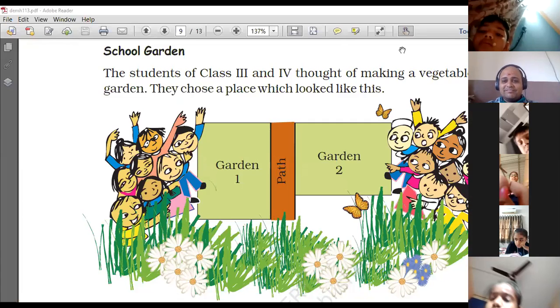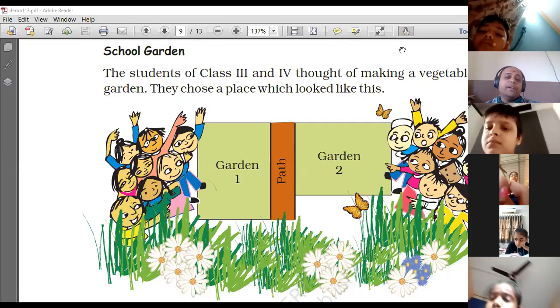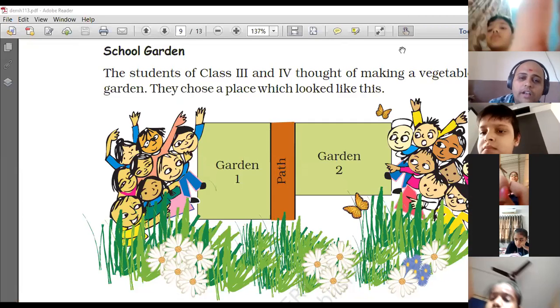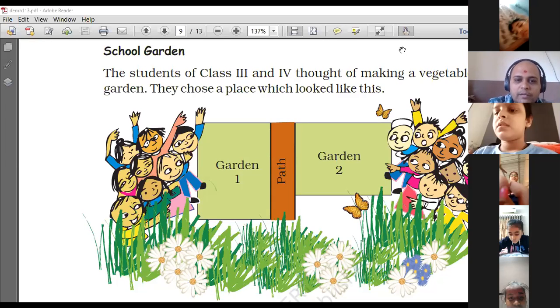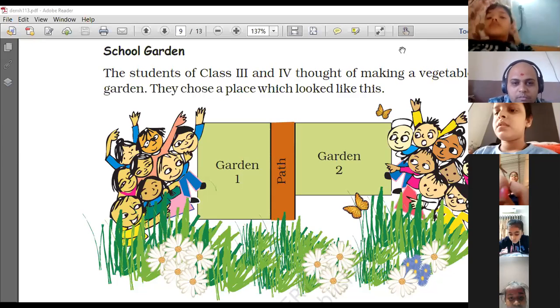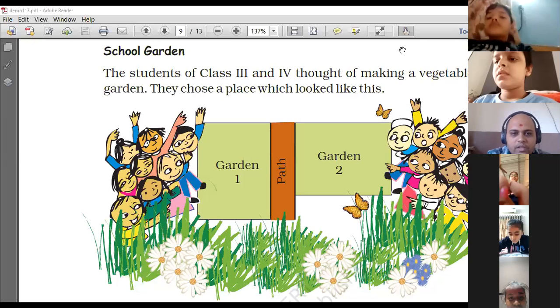Think again, everyone. Check it properly. Garden 1 or 2? Or is it that both are same? Heth is saying both are same. Can you explain, Heth? Let's ask Heth why he thinks that both are same. Kavish is also saying both are same. Let's see.